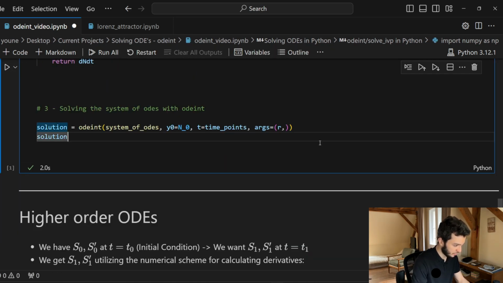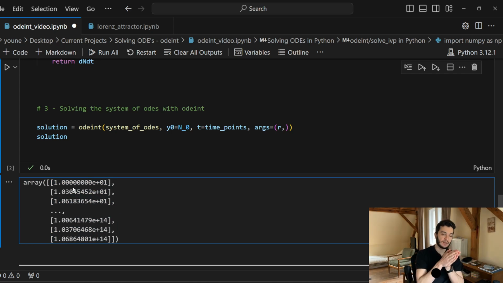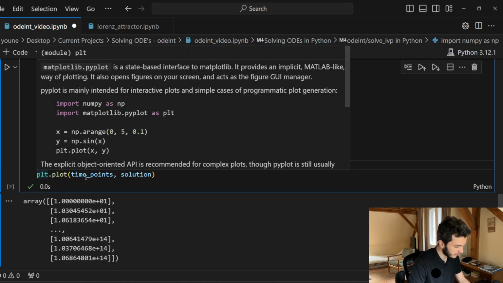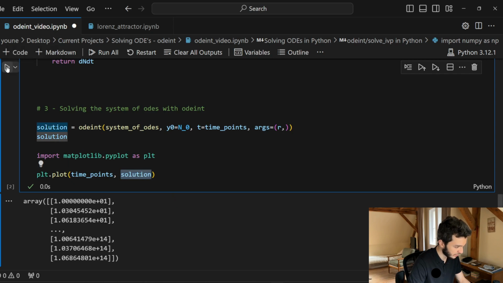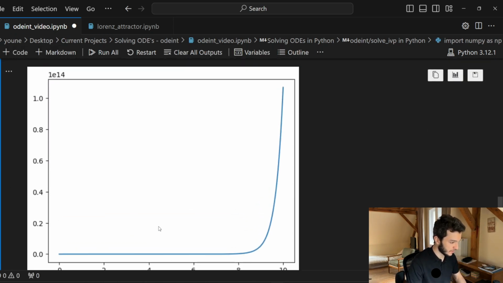It ran, let's print the solution. Right, we get this array right here. So this array represents the solution of our problem. So n at t equals 0 all the way up to n at t equals 10. Let's actually plot this one right here. Now I did here a very basic plot of the time points with the solution. If we run this code, now you see here we have this solution right here. This seems rather an odd solution. You have then 0, 0, 0, 0, and then up at 10 it's e to the power of 14.